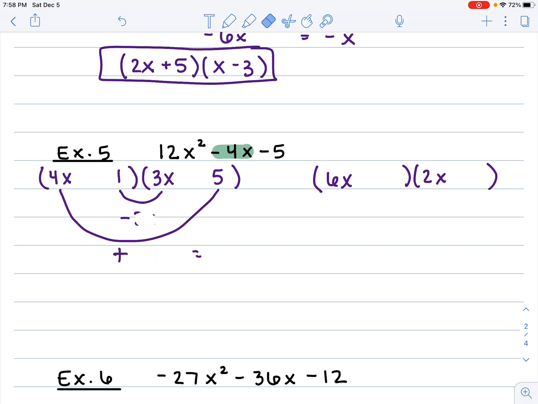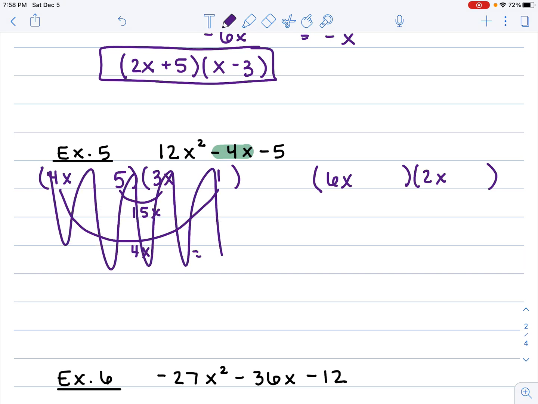We can try erasing it and moving those numbers if we want. So let's see, now I've got 15x and 4x. That can either make me 19x or 11x somehow. That still isn't it. So I don't think 4x and 3x are our options. So let's try 6x and 2x. So I'm going to try 1 and 5.